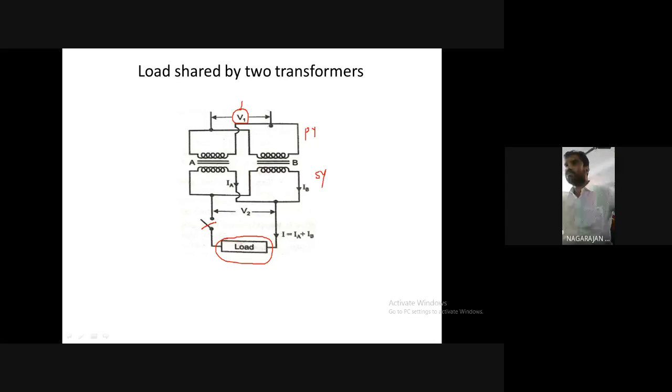Now the switch is closed. Load is gradually increased, so the current will be increasing. Since the load is receiving current from both the transformers, the total current passing through the load is IA plus IB. IA is the current from transformer A. IB is the current from transformer B.